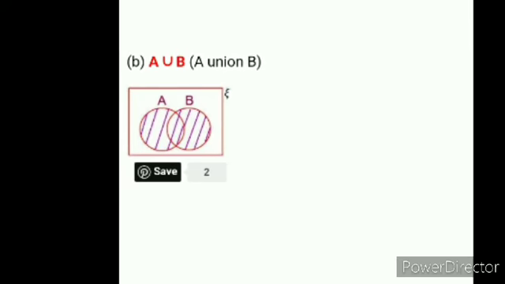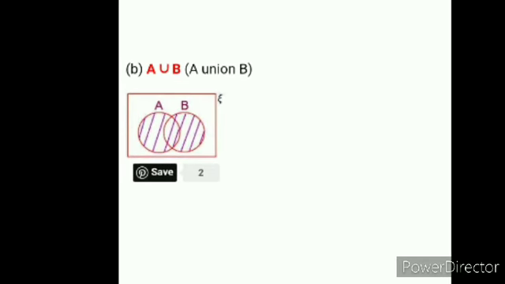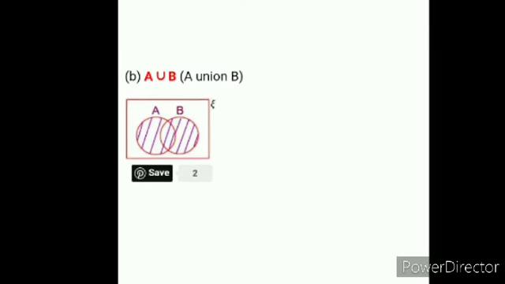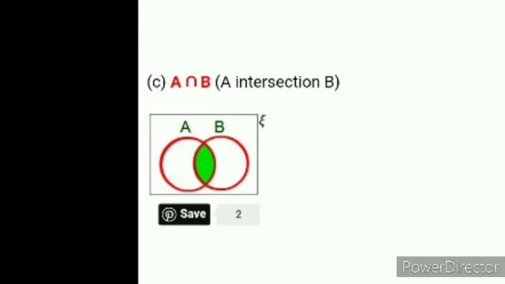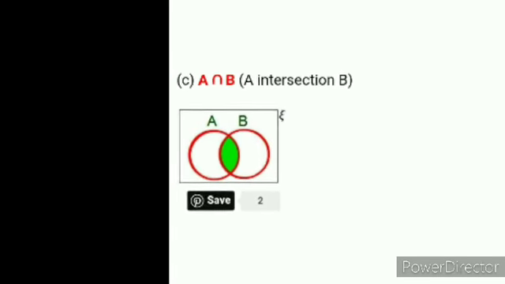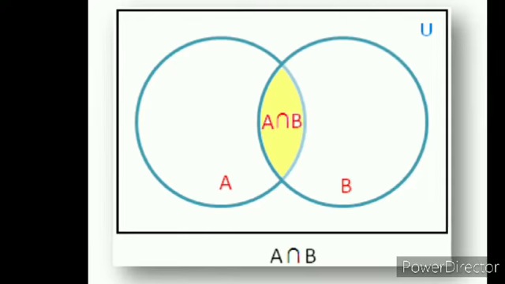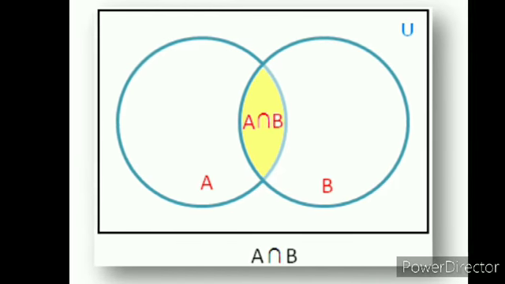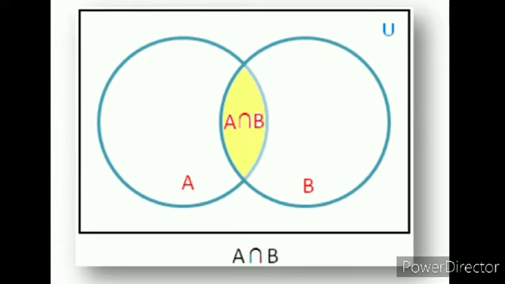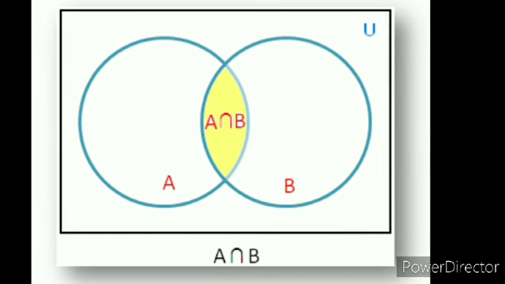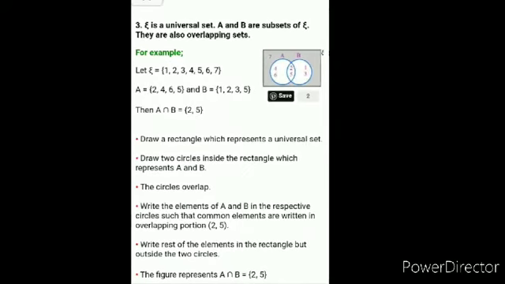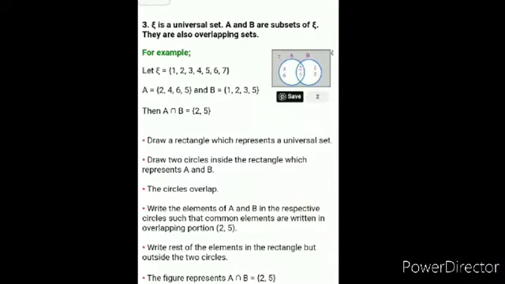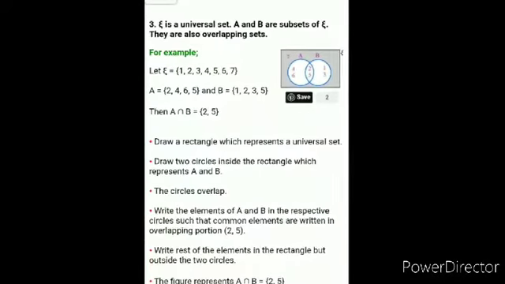Unions and intersections. The union symbol can be read as 'or', which means we include the elements of set A and set B. The intersection symbol can be read as 'and', which means only the common elements of set A and set B. The intersection of two sets is those elements that belong to both sets, and the union of two sets is all the elements from both sets.